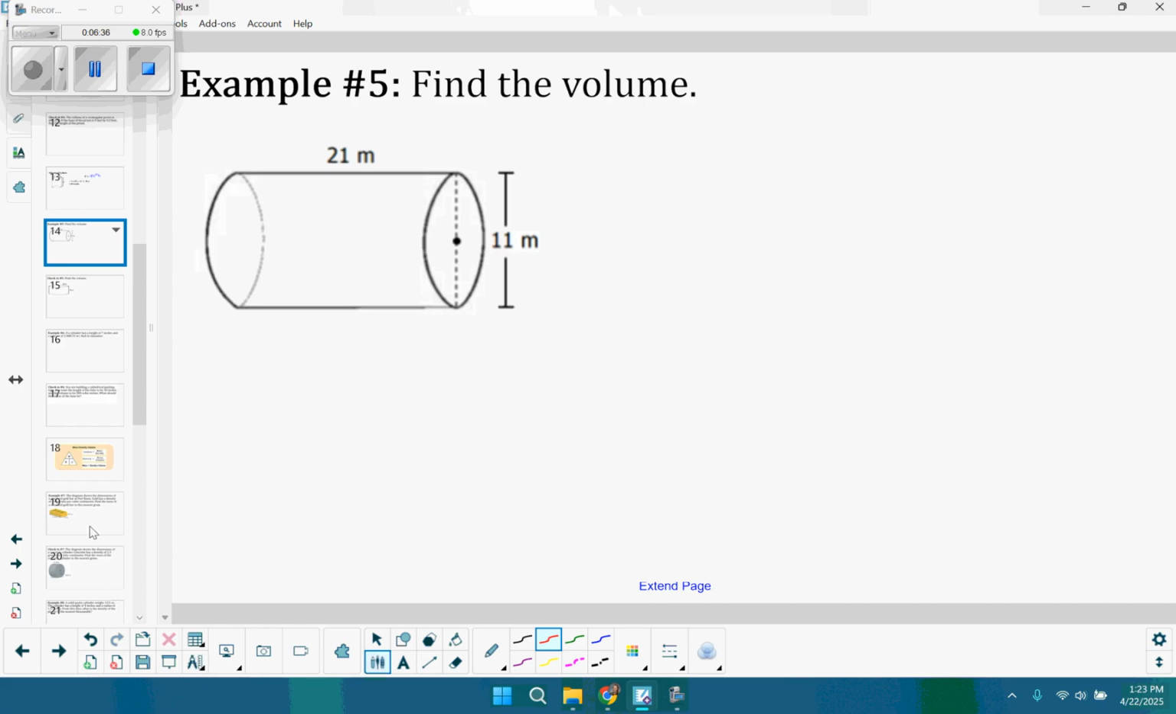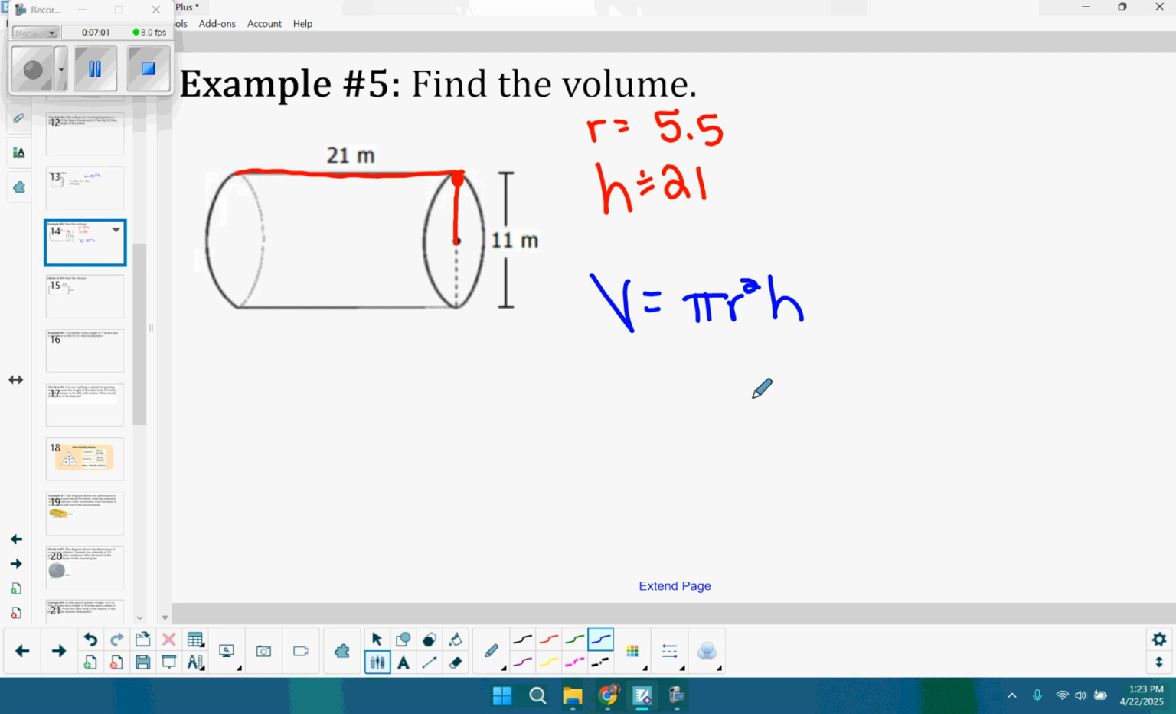In example 5, we are given the two circles are the sides, which means the height connecting them is 21. So H is 21. And R would be the radius of that circle. I want just the radius of this circle. The whole diameter was 11, so if I divide that by 2, R is 5.5. So now my volume, which is pi r squared H, would be pi times 5.5 squared times 21.